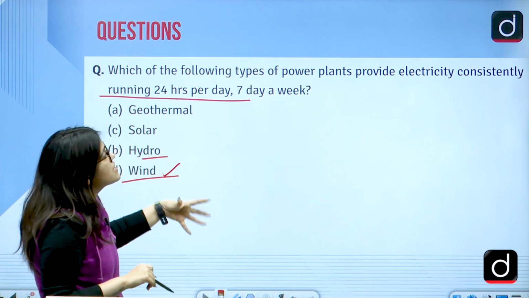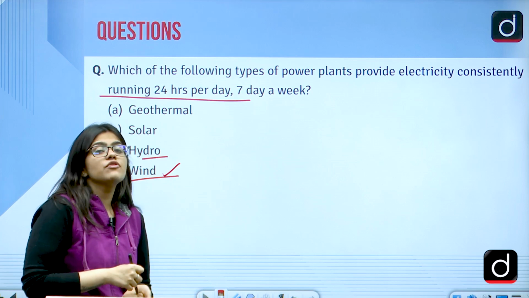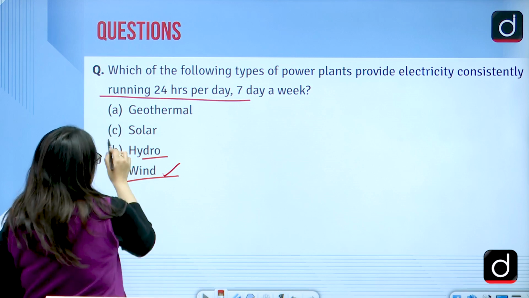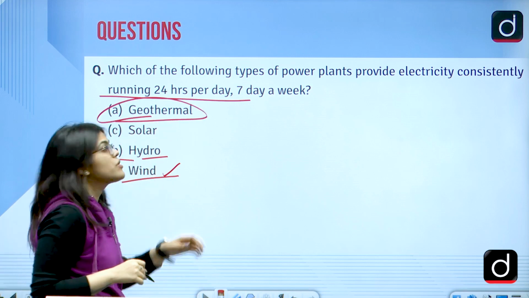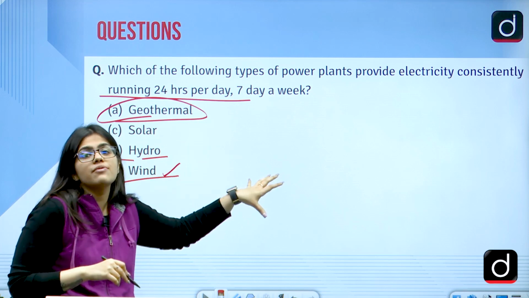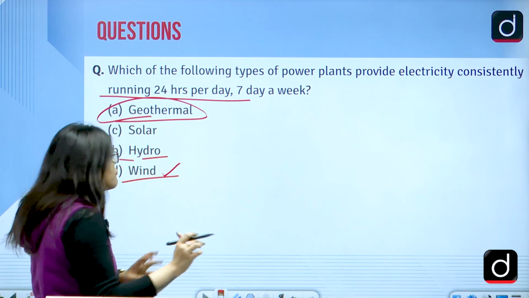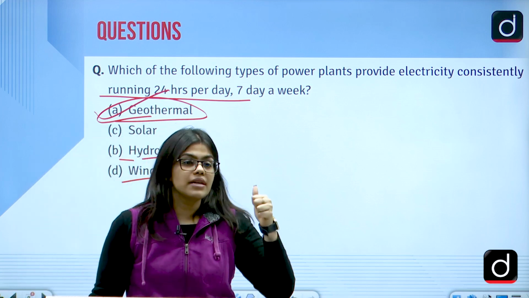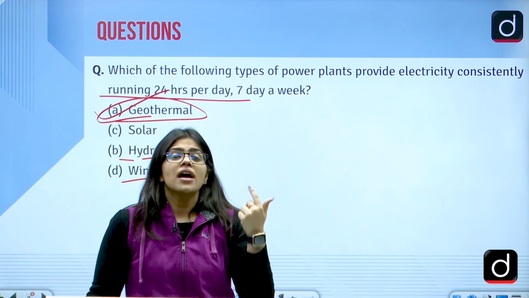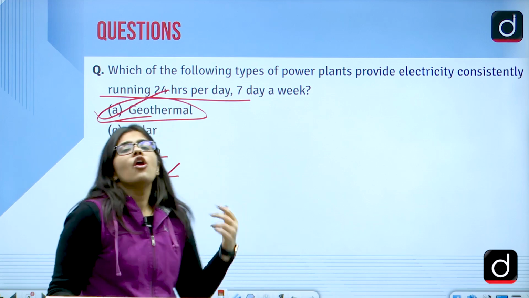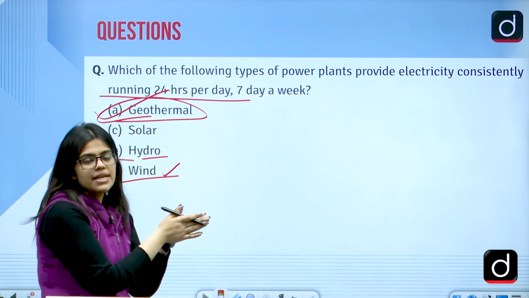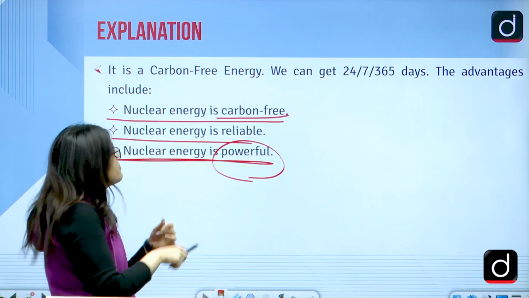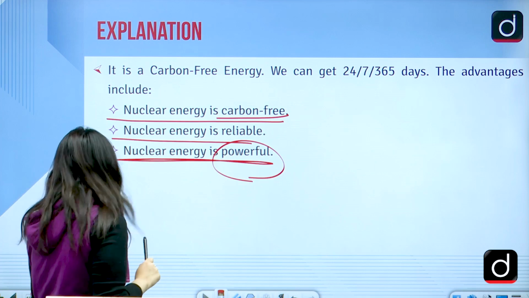Then which is the basic type of power plant that can give you energy 24 hours a day, 7 days a week? So this is the energy which is called geothermal energy, because other energy sources, yes, they are carbon free as well, but they are not that stable. Of course, geothermal also comes with some limitations, like in the deeper areas digging can be a problem, and too much digging can cause earthquakes. All of these problems come into consideration, but yes, it is a stable and clean energy that is produced. So it is carbon free, it is reliable, and it is highly powerful in nature.